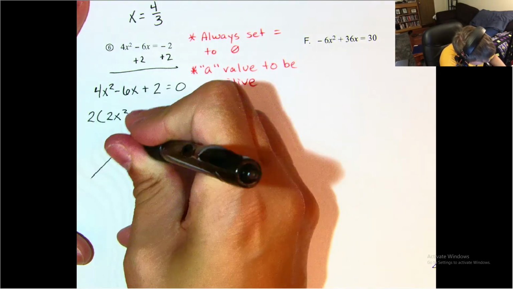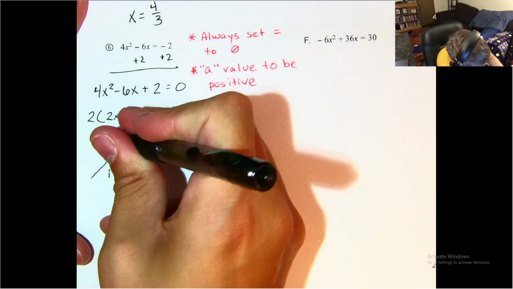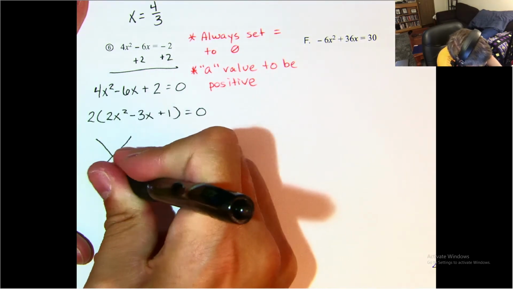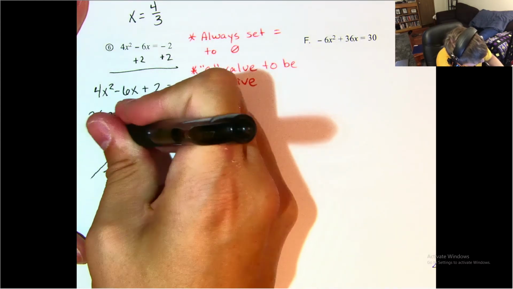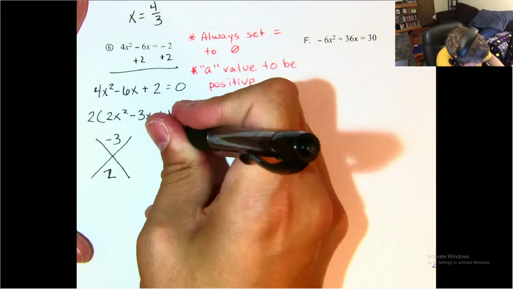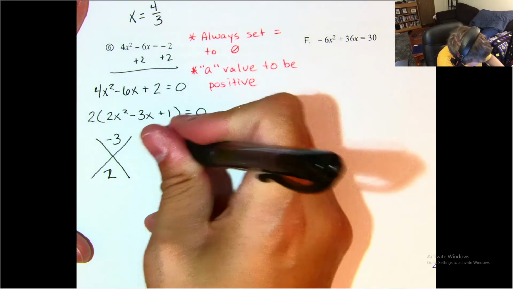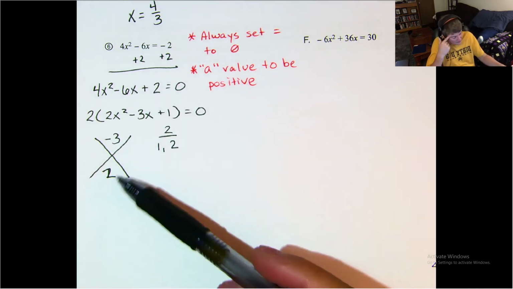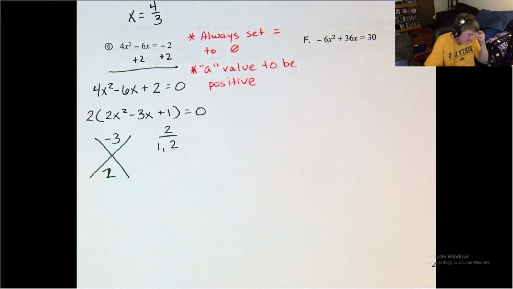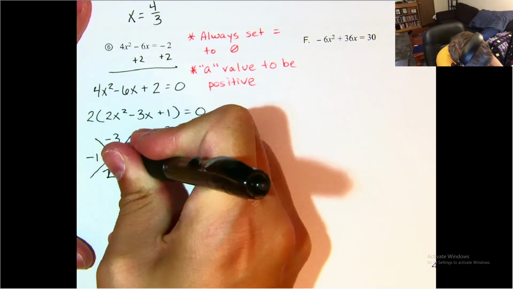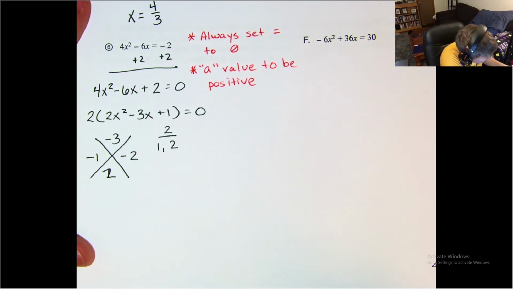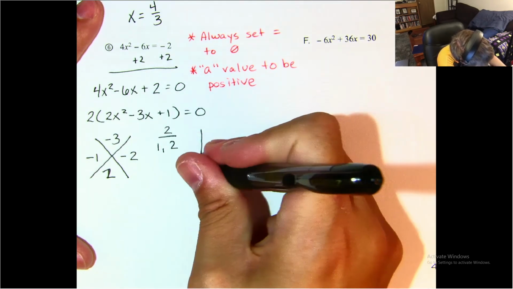My a value is greater than 1, so I have to use the Xbox method. A times c is 2. B value is -3. I need combinations that are going to multiply to 2 and add to -3, so 1 and 2. So I've got to think about how am I going to multiply to a +2 but add to -3? Well, again, the only way to multiply to a positive number but add to a negative is if both of the numbers are negative. So I'm going to have -1 here and -2 here. Okay, so let's go ahead and use the box here.